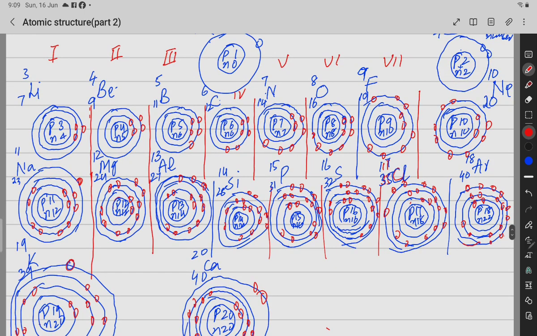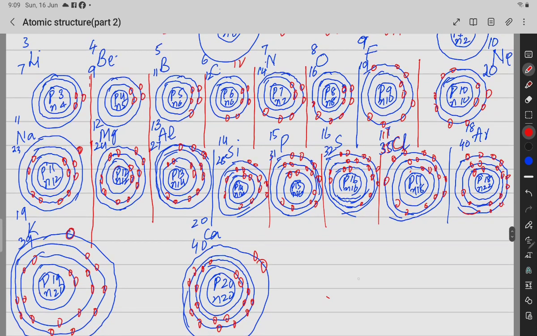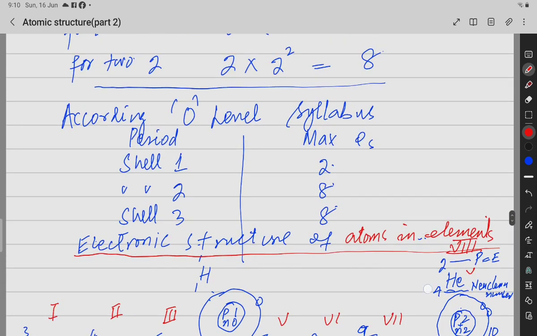So this is all about the electronic structure of the hydrogen till calcium. Hopefully you understand this topic.